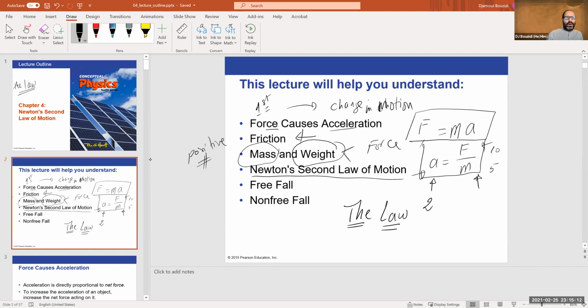So this is the law. Okay, very good. So F is force, m is mass, and a is acceleration, right? Acceleration or the change in motion.